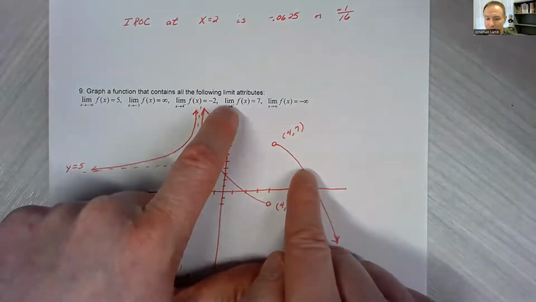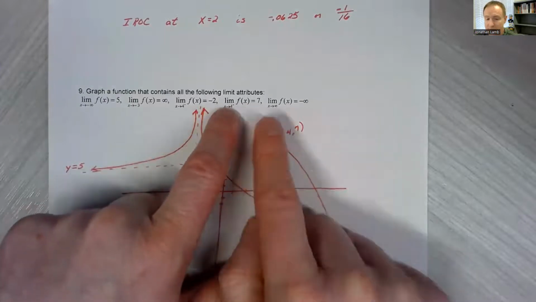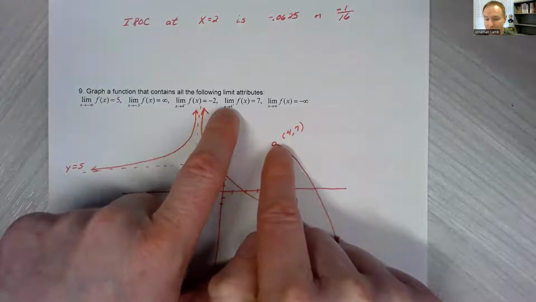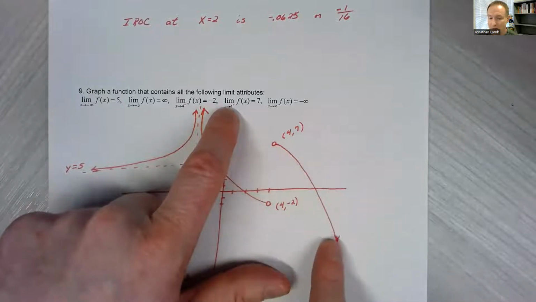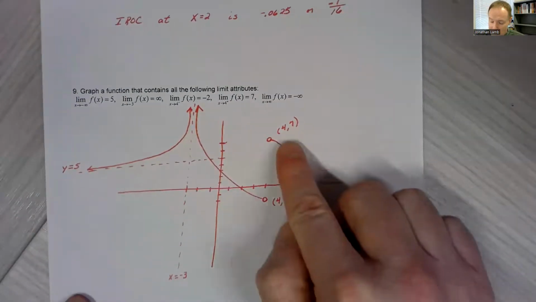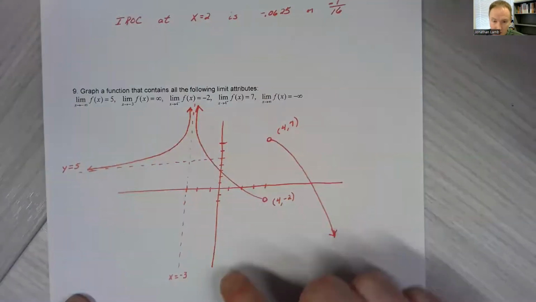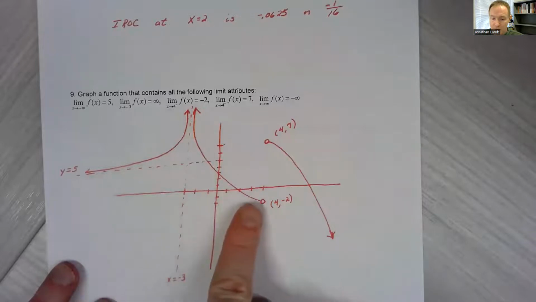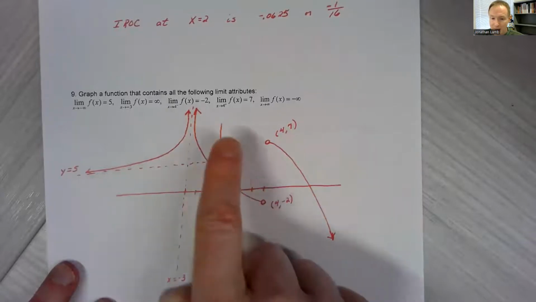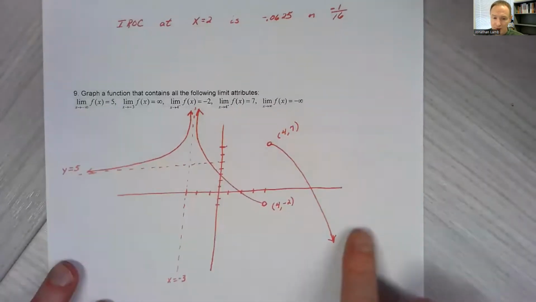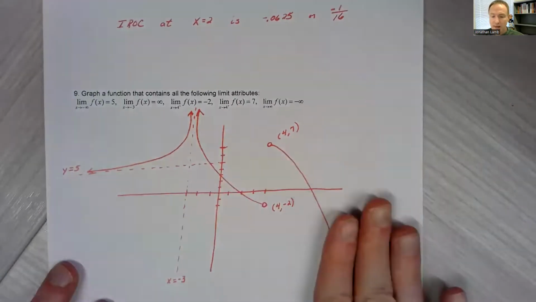So I can achieve the limit as x approaches 4 from the right is 7, and the limit as x approaches infinity is negative infinity with that portion of the graph right here. But please keep in mind, you can't continue that on over here because then it would not be a function. And also you would not have the limit as x approaches 4 from the left being -2 if you try to connect it up here. So it has to look something very similar to what I have here.